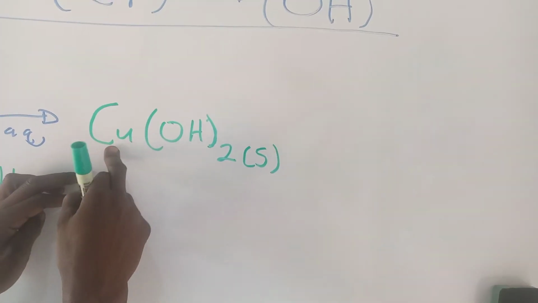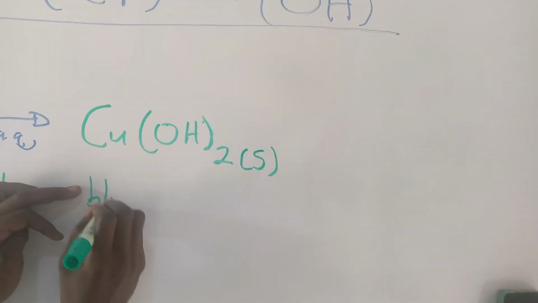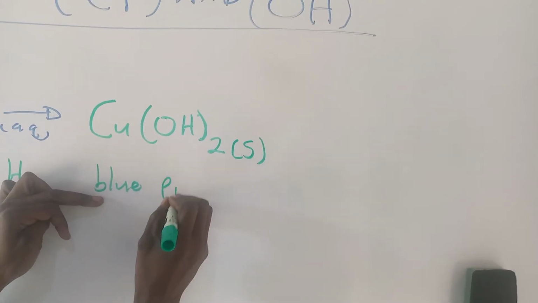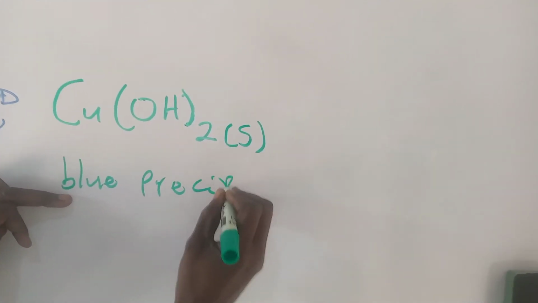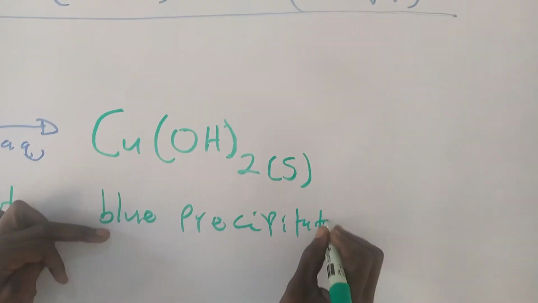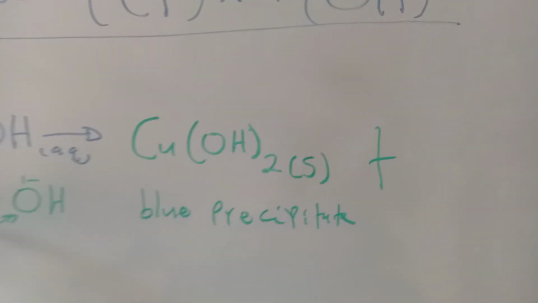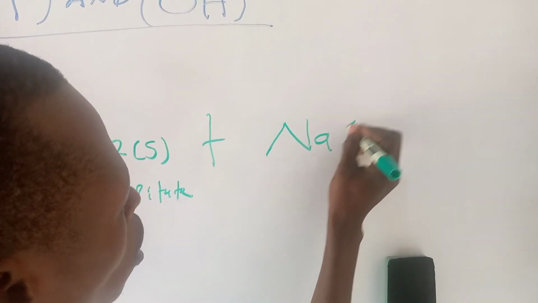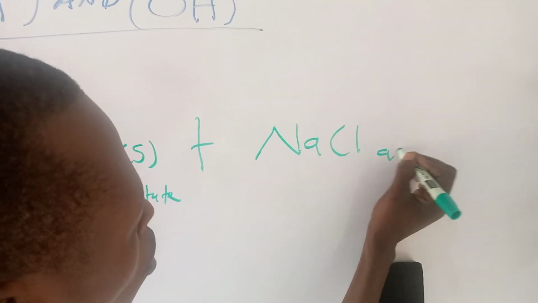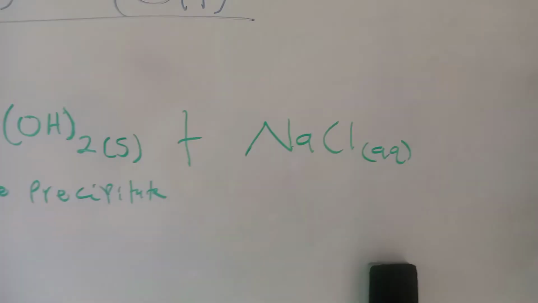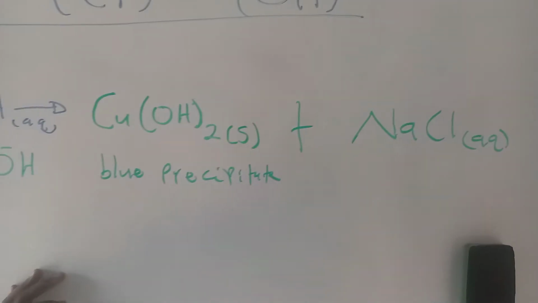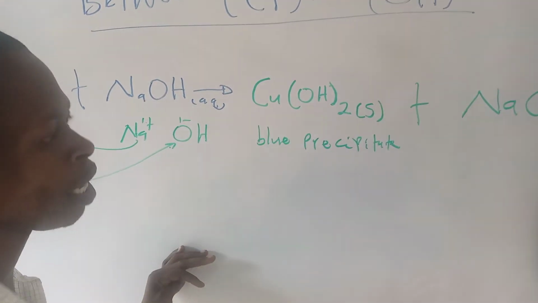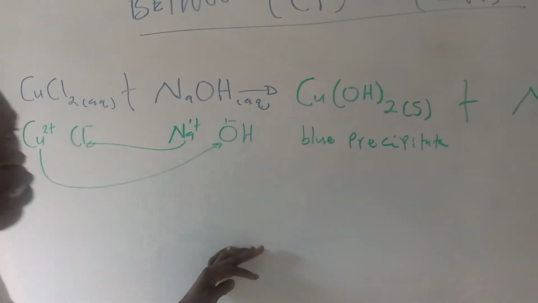So what is the color of copper? Blue. Then the observation will be a blue precipitate. That is, a blue solid is formed. Plus we have sodium and chloride to form sodium chloride. All chlorides are soluble, so the physical state for chloride is aqueous. So this is a colorless solution because sodium has no color. The blue precipitate is because of copper, and since hydroxides are insoluble.